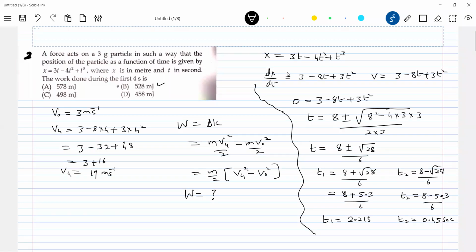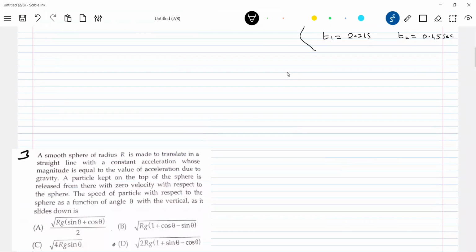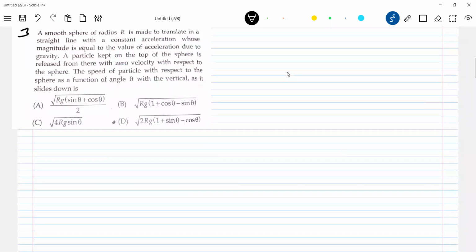Why did I bring this t1, t2? Just to show you that it will come to rest twice during the 4 seconds. How can we find that out? We already did it in kinematics. That's what I analyzed here. Now take the next question.